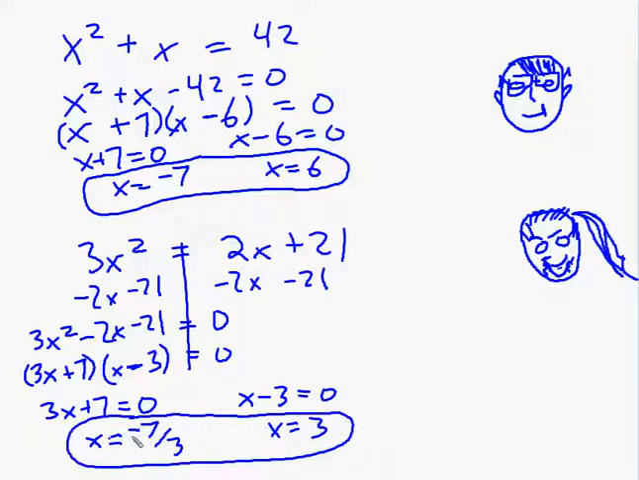What if I got x equals 7 thirds and x equals negative 3? So that means you messed up your signs up here. Do signs matter? Yes. They absolutely matter.